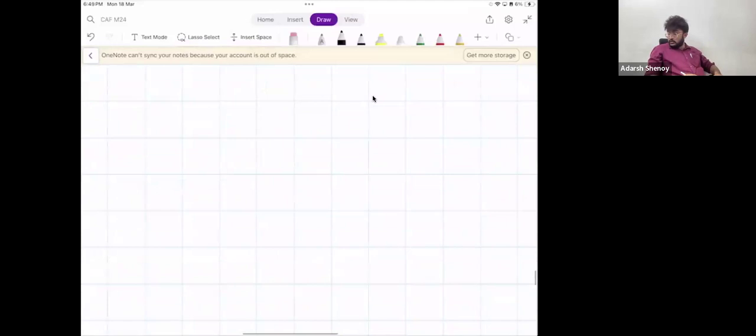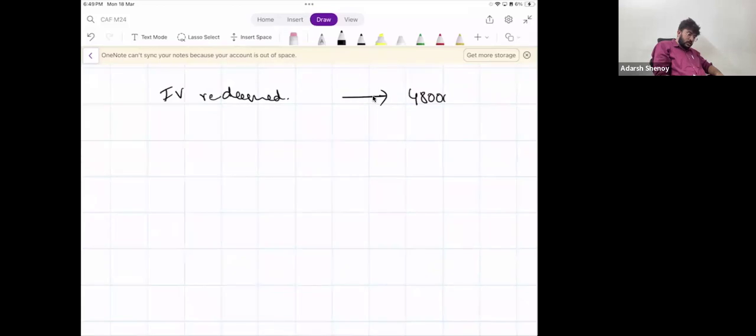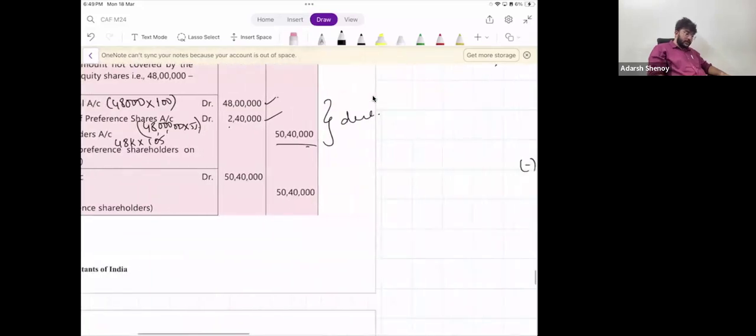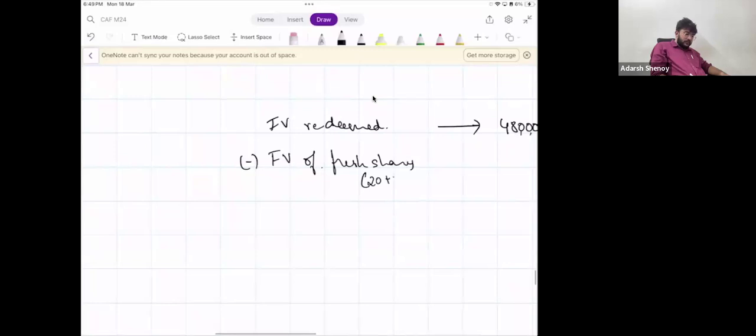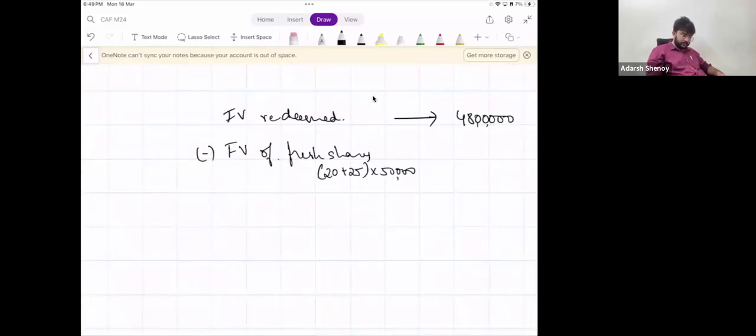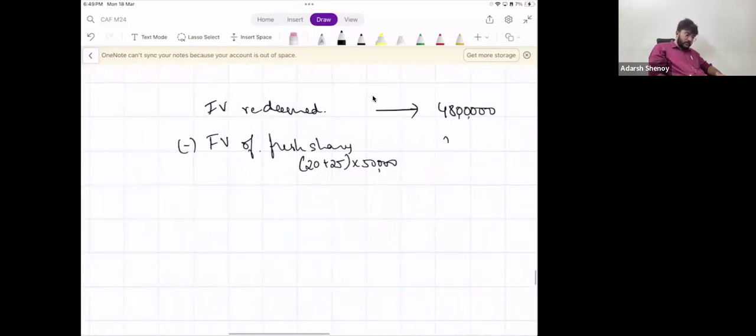Next, the CRR has to be created. Now, for creation of CRR, the calculation will go like this. How much face value is redeemed to preference shares? Face value redeemed is 48 lakhs. In this, the rights issue, how much is the face value of the fresh shares that we have received so far? 20 rupees towards application and 25 rupees face value towards allotment on 50,000 equity shares, the rights issue shares. The same thing we did earlier. 45 into 50,000, 22 lakh 50,000. So this much fresh issue is done.